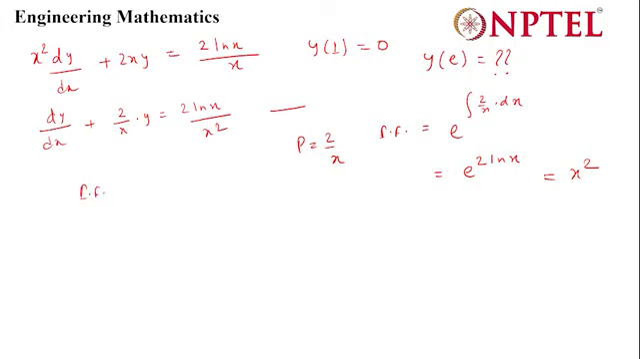Ma'am, the integrating factor is coming as x square, that is 2 ln x by x cube, I guess. Yeah, 2 upon x. Okay.